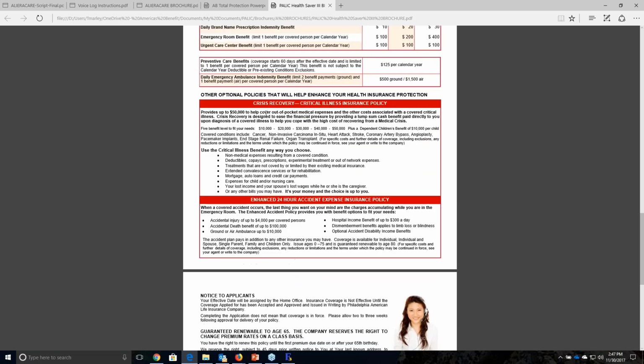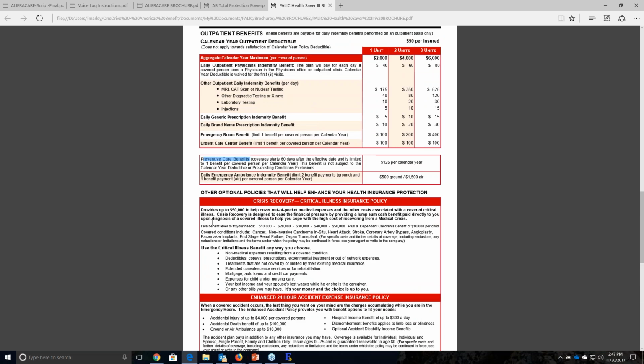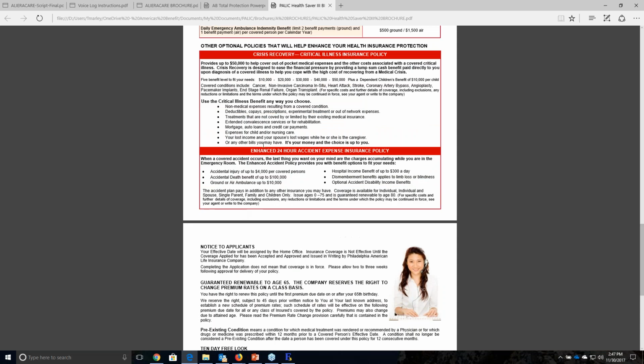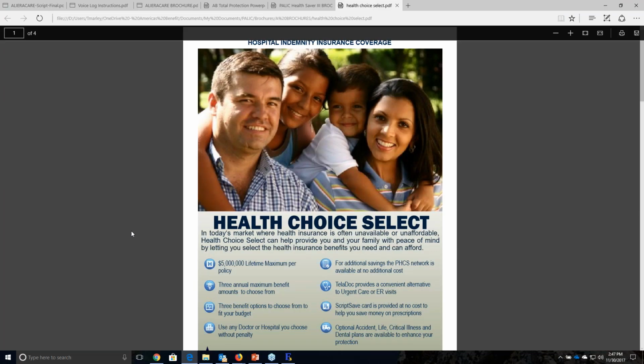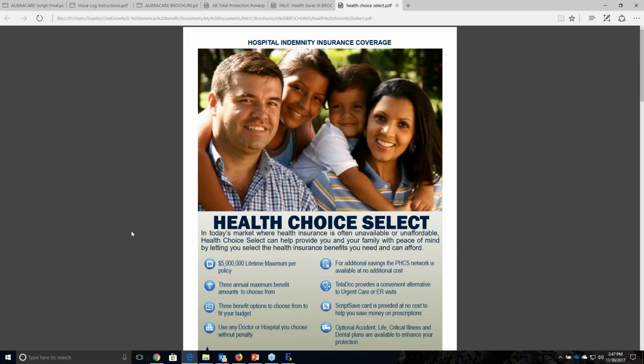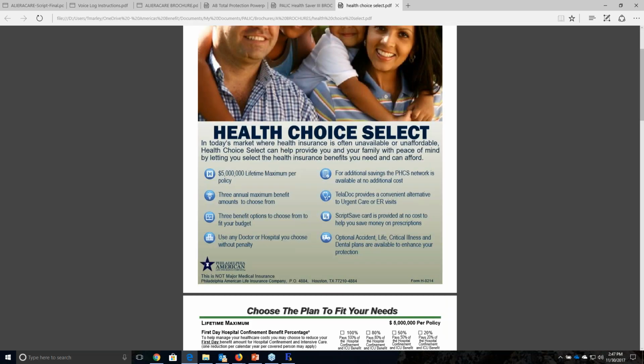So that's something to consider, and to consider that there's only one. Right? So use it wisely, and then you have your critical illness. The thing I want to talk about is that there is a separate plan, and it is the Health Choice Select. This is the one that has the gold circle as the icon for the application process.